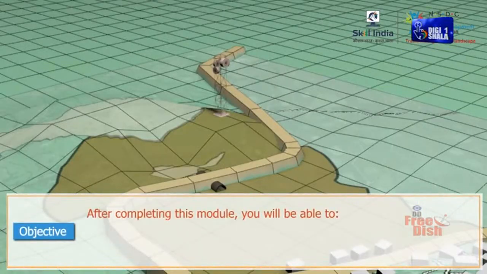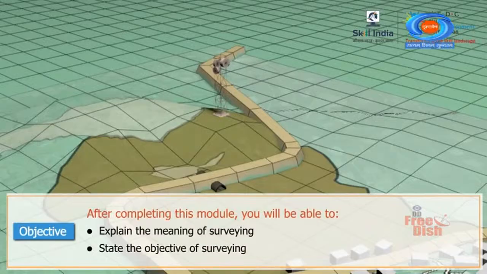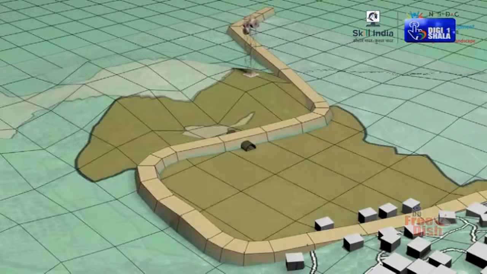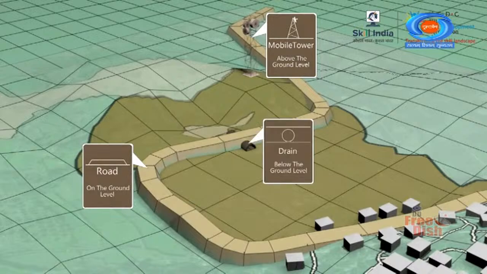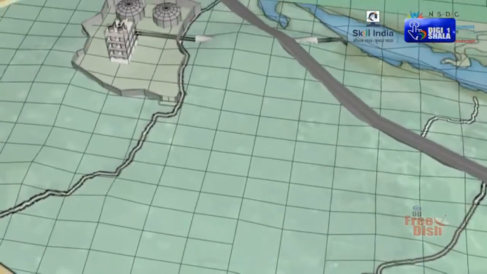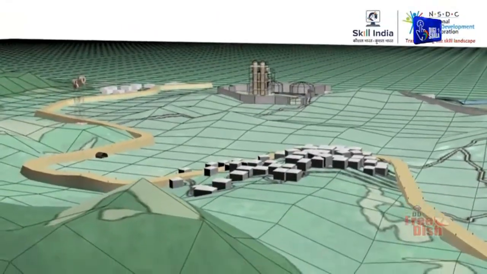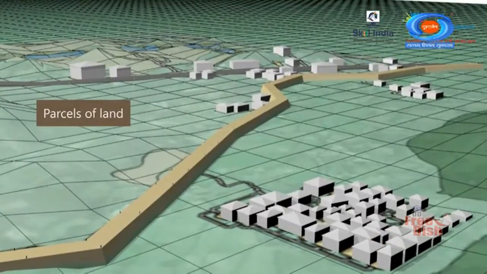After completing this module, you will be able to explain the meaning of surveying and state the objective of surveying. So, you see, there are some objects on, above, and below Vijay's piece of land. Now take a look in and around. You can see many natural and man-made things on the Earth's surface.